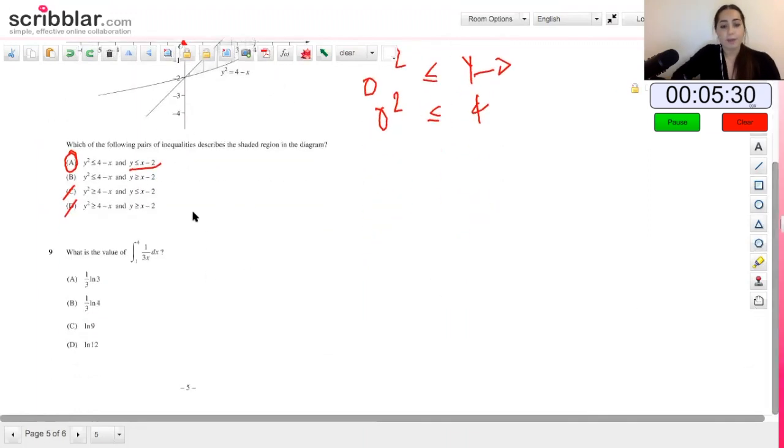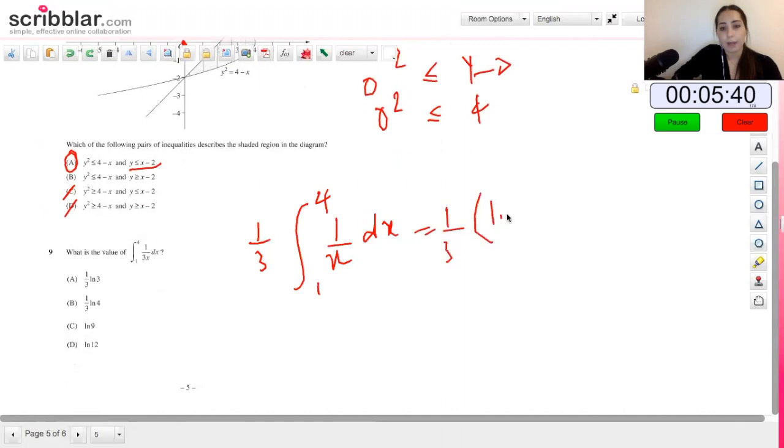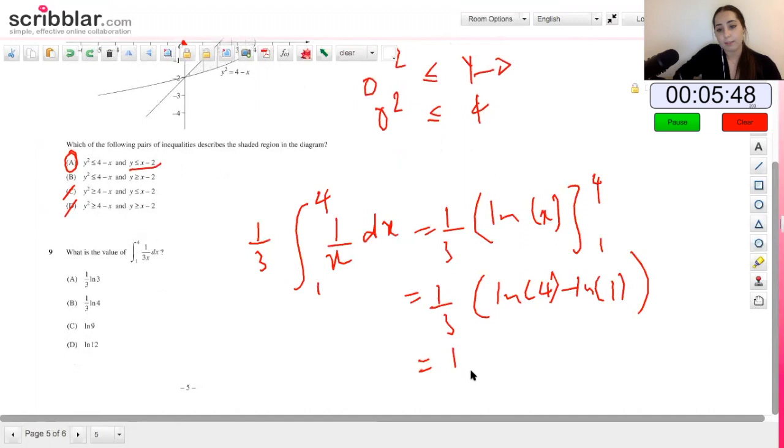So it's option A. Question 9, what is the value of the integral of 1 over 3x? I'm going to rewrite that, bringing 1 over 3 to the front, 1 over x dx, with limits 4 and 1. I get 1 over 3, and that integrates to become ln x with my limits 4 and 1. I substitute each of those in. I get ln 4 minus ln of 1 gives me a third ln 4, because ln 1 is simply 0. That leaves me with option B.